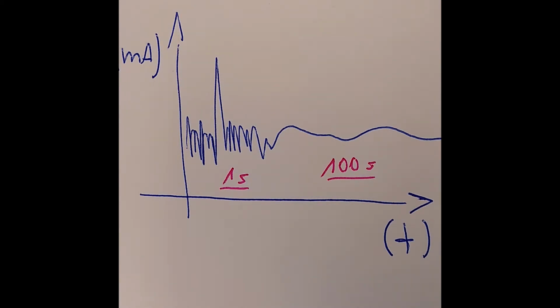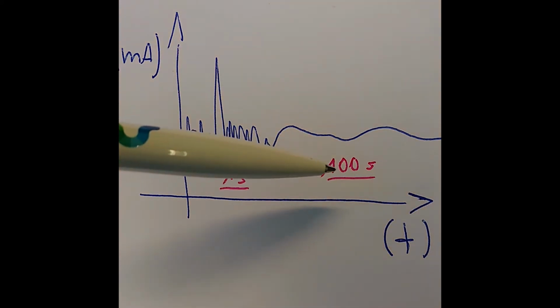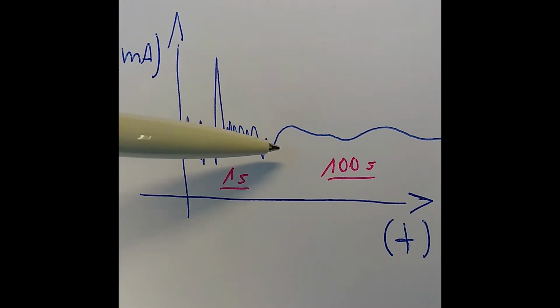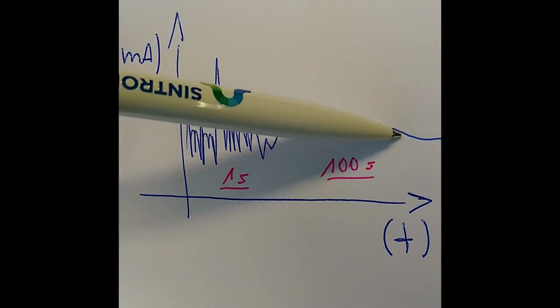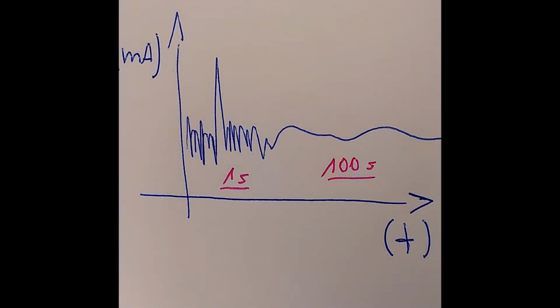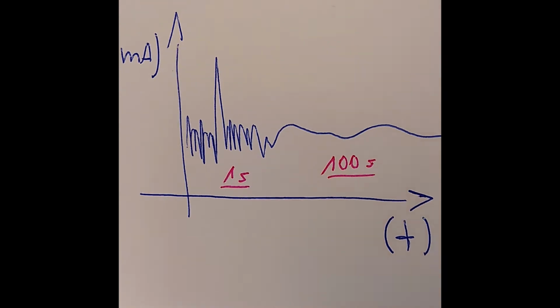If you would change the averaging time to be 100 seconds, the output of your device will be much smoother, but also a little bit slower. So how to do that?